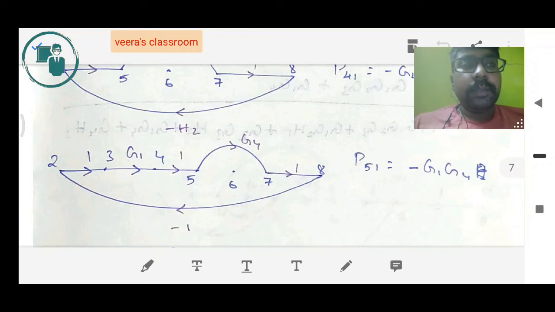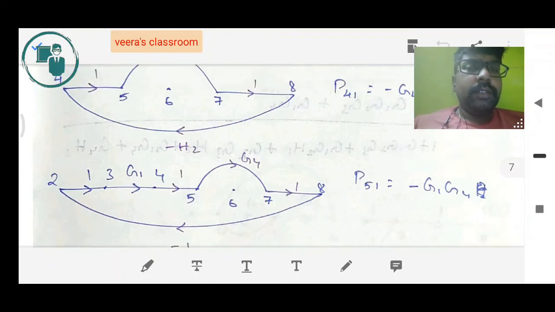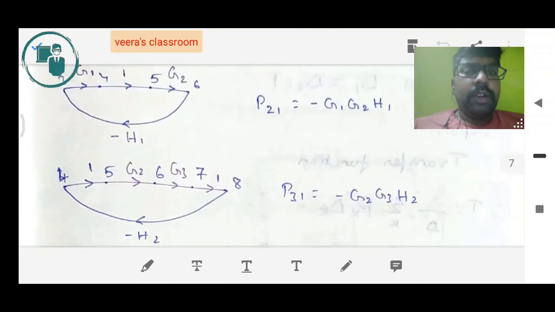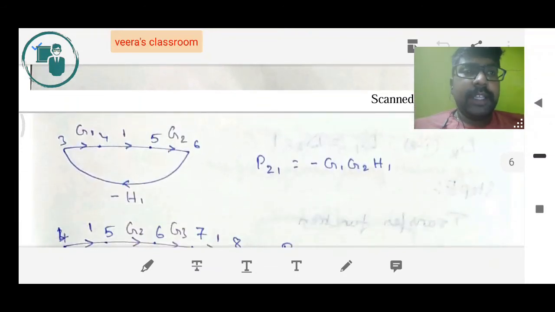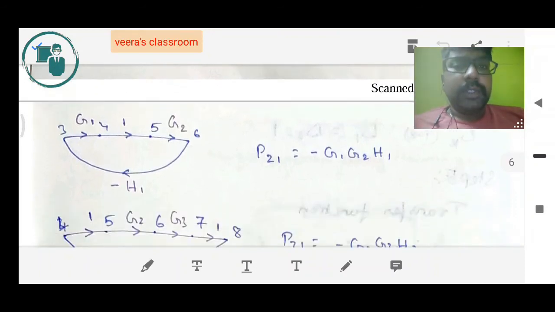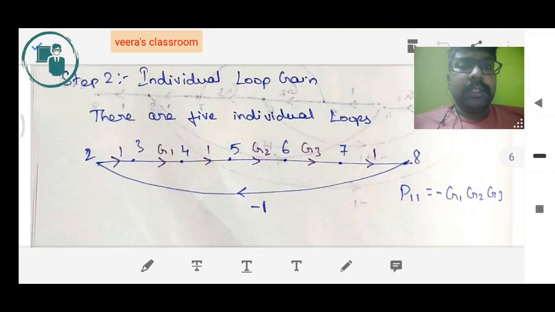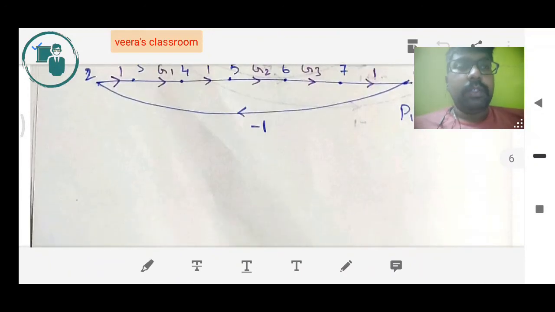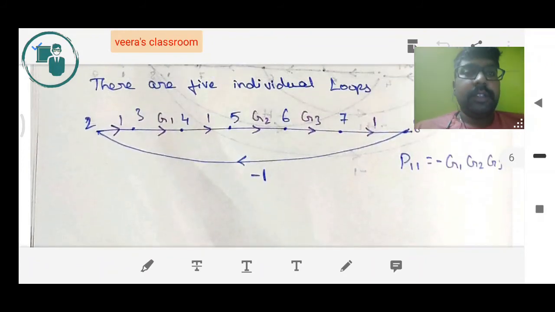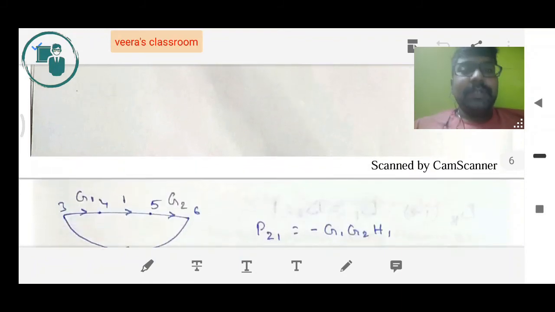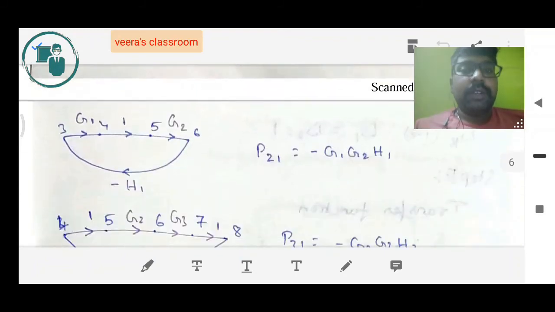Now our purpose is to find whether there are any two non-touching loops. Unfortunately, we do not have any two non-touching loops because all the feedback loops are traveling in the straight line, the first forward path. So every feedback loop has a common node. See here, first one has 2, 3, 4, 5, 6, 7, 8. It has most of the nodes. Second one has 3, 4, 5. So these two have a common node.